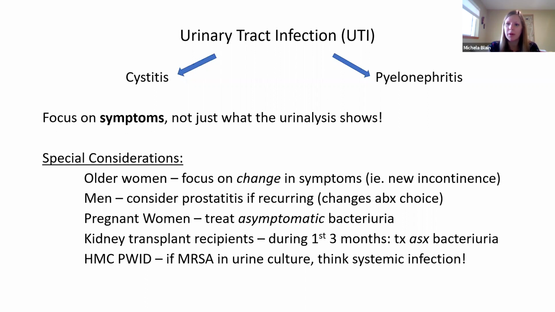It can be a colonizer, but in someone who's not catheterized, if Staph aureus grows in the culture, we think that this might have gotten seeded from somewhere else. So especially in folks who are injecting drugs, we would be worrying about bacteremia, endocarditis, those kinds of things. That should trigger you to do a reflexively broader workup of where that staph is coming from. It's not one of our typical UTI bugs.